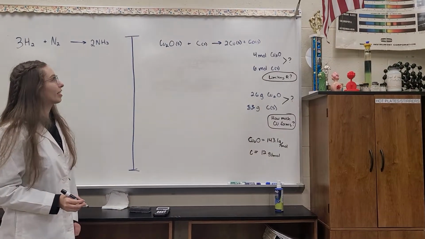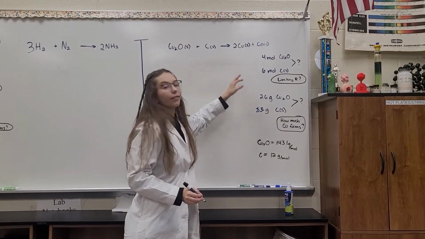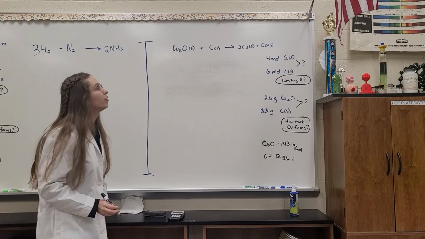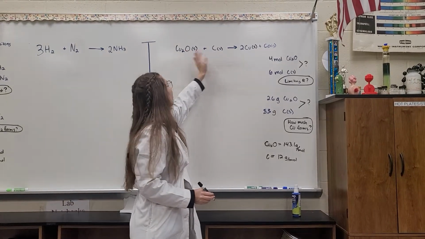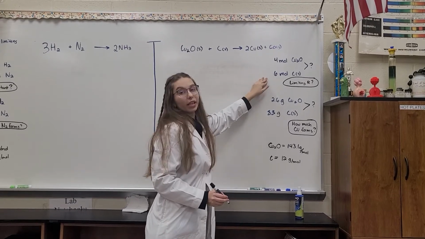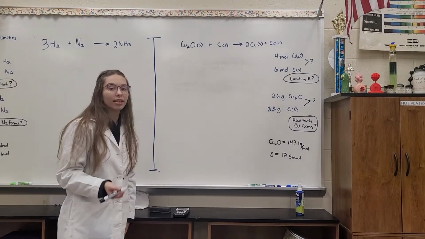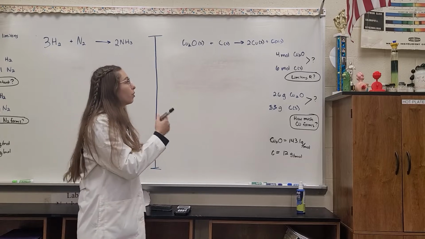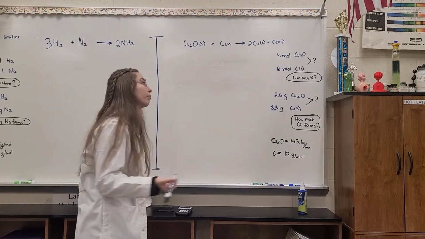So today we're going to be talking about this reaction and limiting reactants with this reaction. Starting off, we have the Cu2O plus carbon reaction, and this is how much of each we are given. Now we have to find out which one's the limiting reactant and which one's going to determine how much of the product is formed.